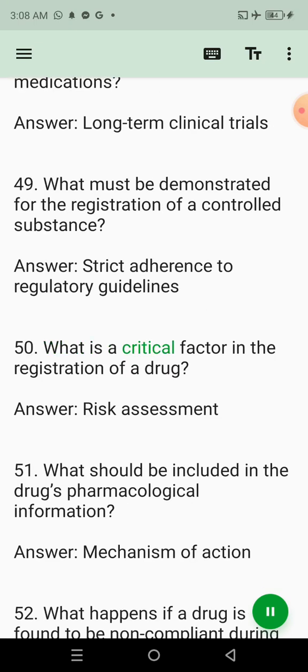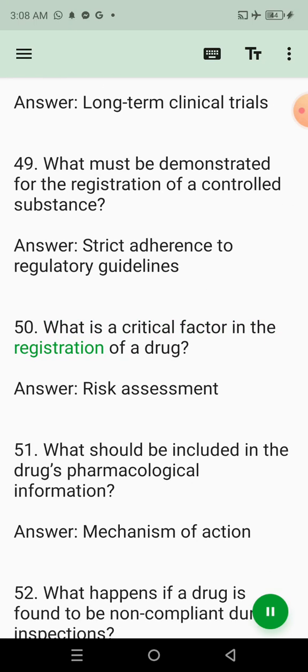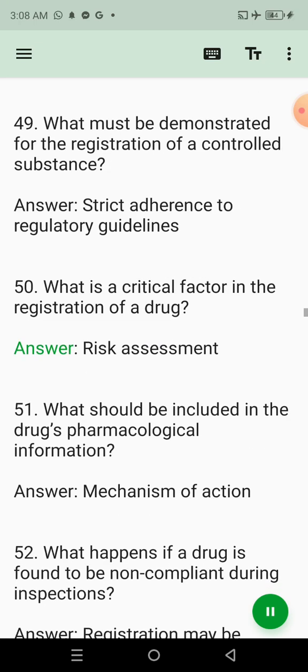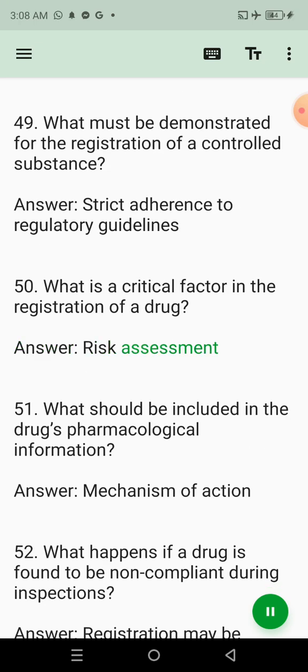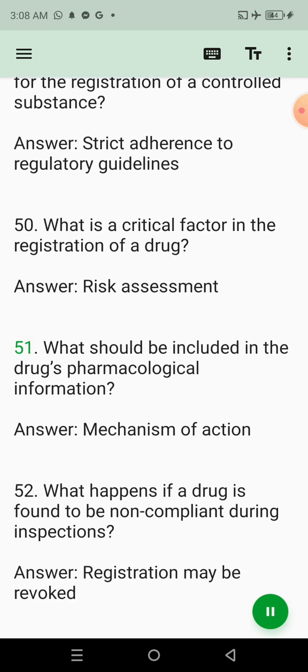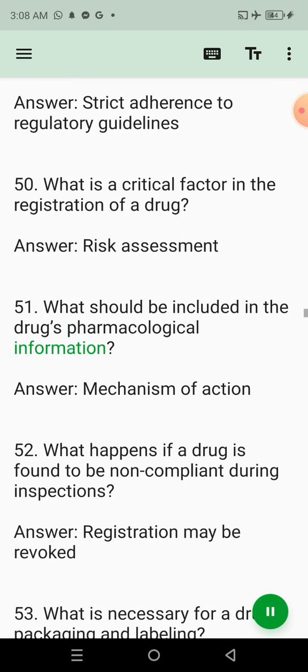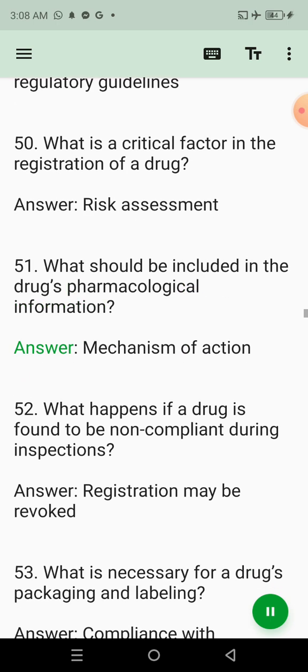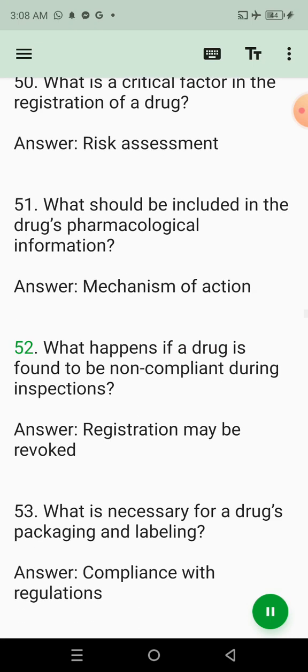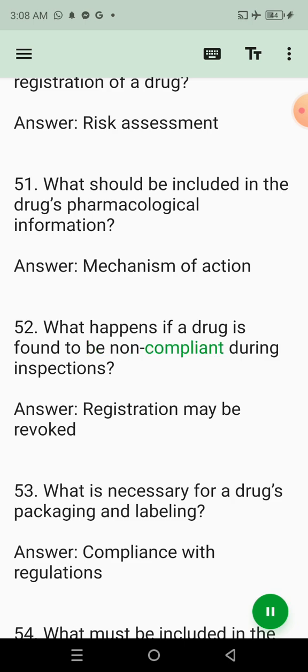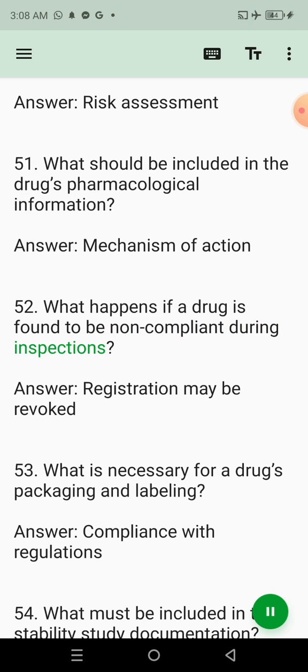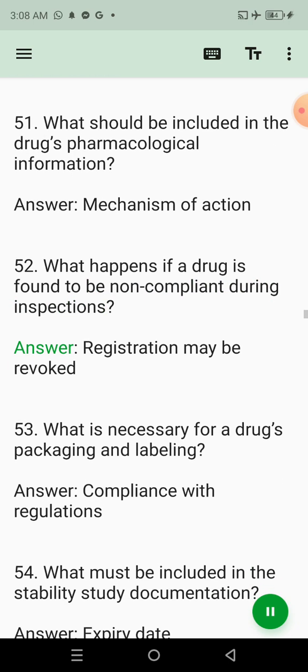50. What is a critical factor in the registration of a drug? Answer: Risk assessment. 51. What should be included in the drug's pharmacological information? Answer: Mechanism of action. 52. What happens if a drug is found to be non-compliant during inspections? Answer: Registration may be revoked.